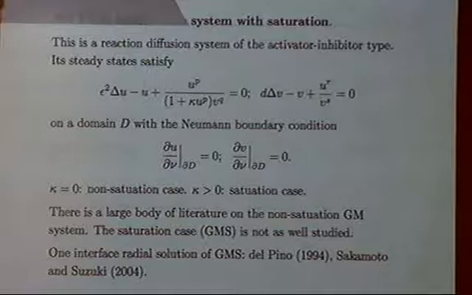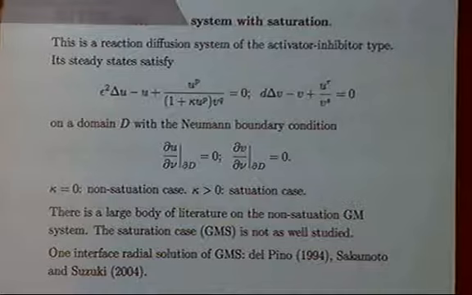You can take them to be 2, 1, 2, 0. So the important thing is this kappa. Now if kappa is equal to 0, this problem is called a non-saturation Gierer-Meinhardt system. And if kappa is positive, then this system is nowadays called the saturation Gierer-Meinhardt system. There's a big difference between these two cases. And in my talk, I will be mostly discussing the second case, the saturation case.